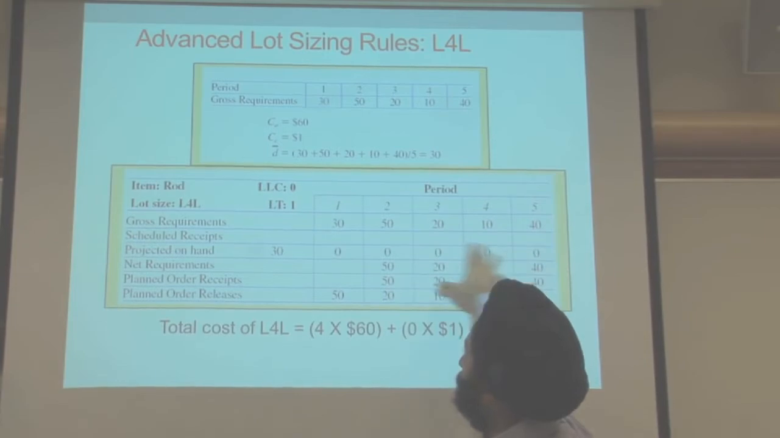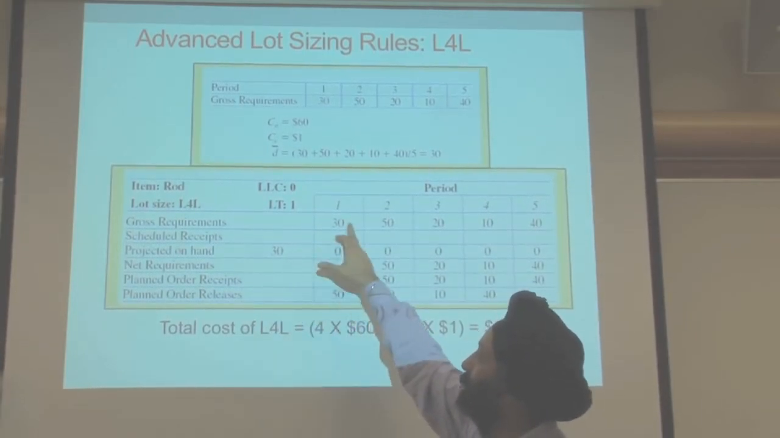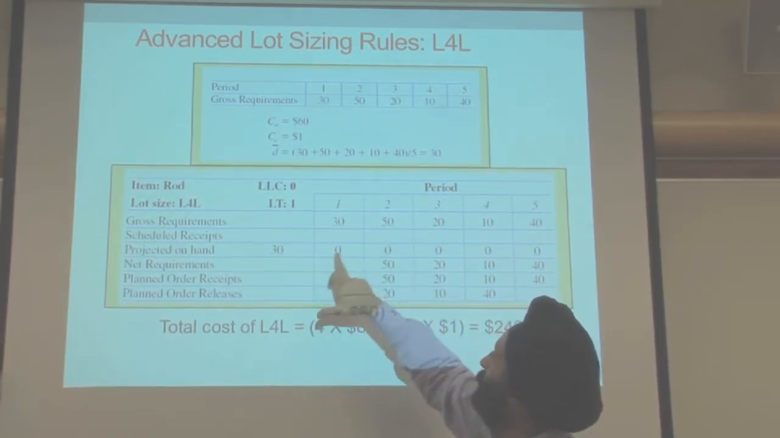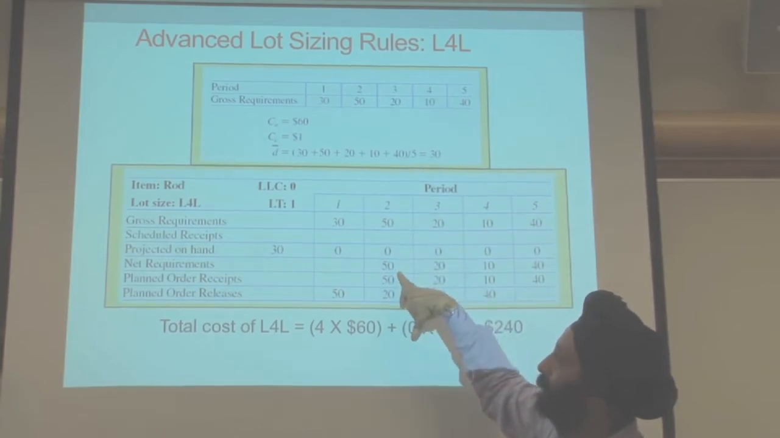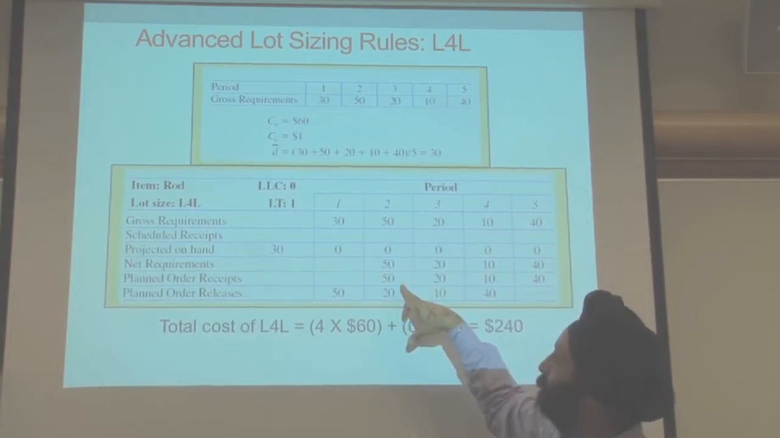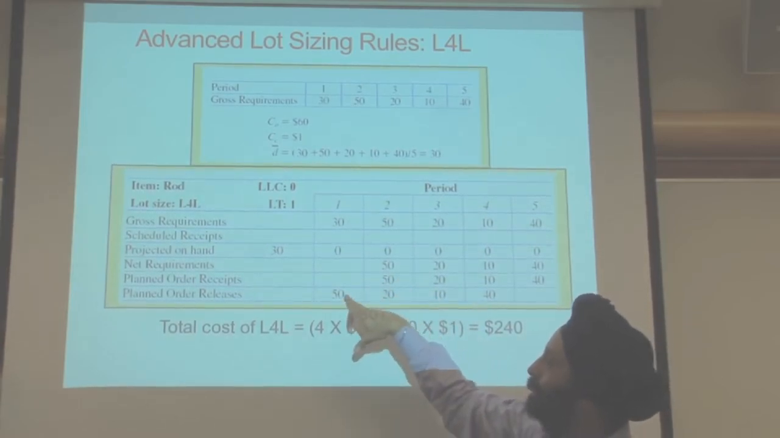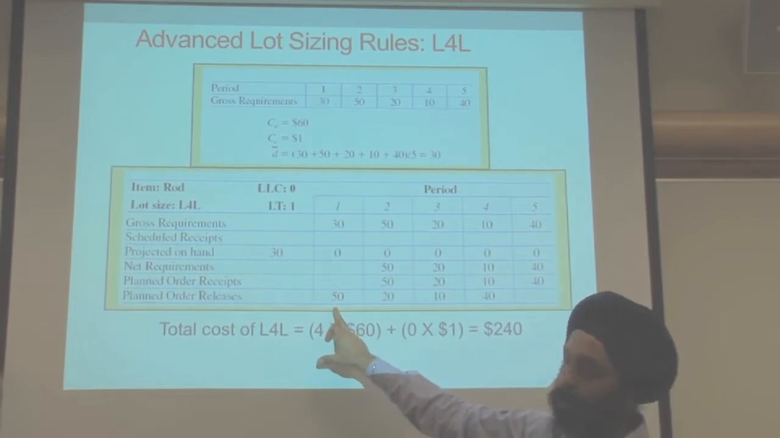In this particular scenario, if you do a lot for lot, given the projected on hand is 30, 30 minus 30 is 0, nothing required over here. Then next is 50, that becomes a gross requirement, becomes a net requirement. And in this case, planned order receipt in period 2 is 50 since lot for lot, and that becomes a planned order release in period 1.